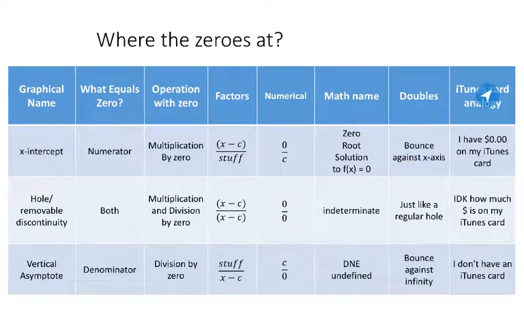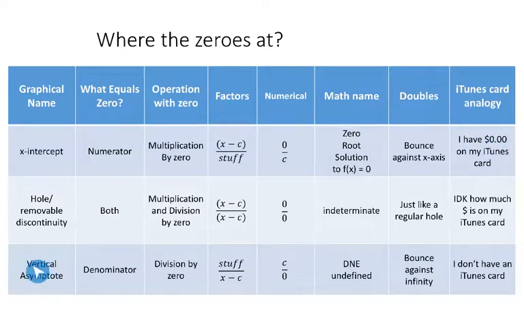And then I've been using this iTunes card analogy that might or might not be helpful to you, because there are different kinds of 0, different kinds of nothing, that I think is hard to encapsulate, and we've come up with different mathematical terms that mean slightly different things. So for instance, this x-intercept kind of nothing means I have an iTunes card, but then I have exactly $0.00 on my iTunes card.